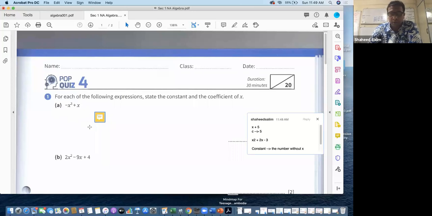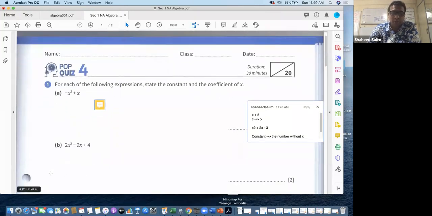What is the constant? You don't see a number, that means it has to be something that doesn't exist. In maths, you call it? No, doesn't exist. You owe no money, you don't have any money, you have nothing. You have zero. So down here, the constant will be 0. What about B? The constant will be 4, yes. So that's what constant is.